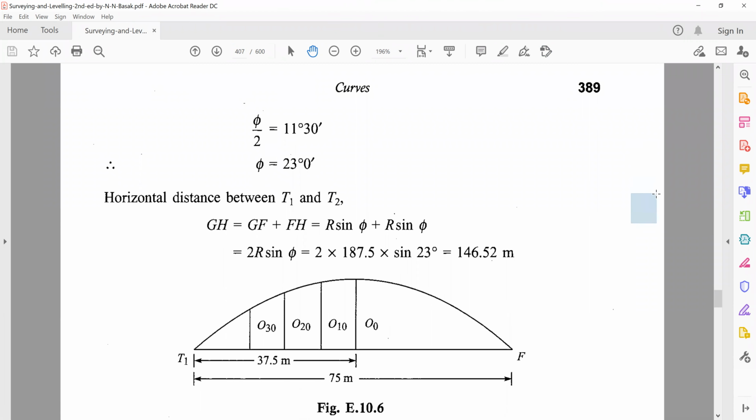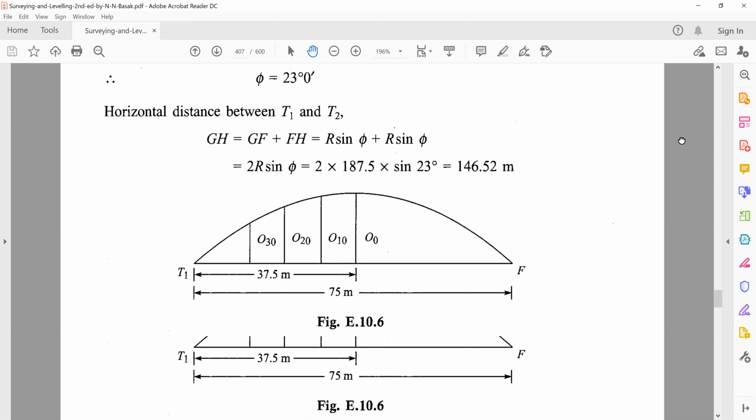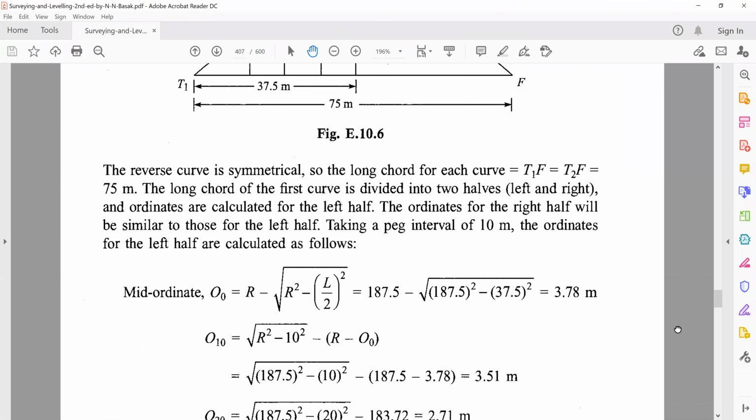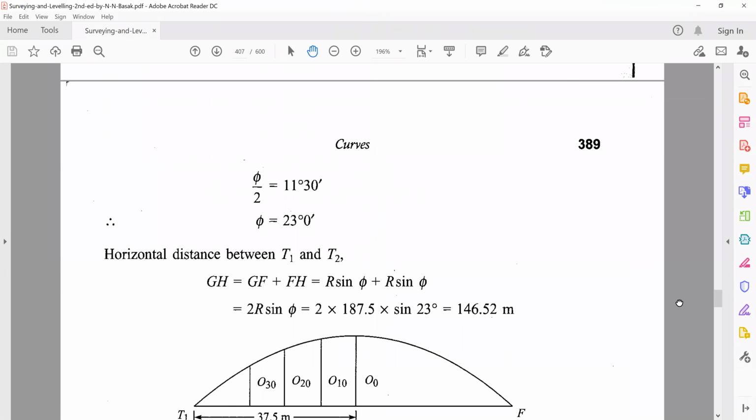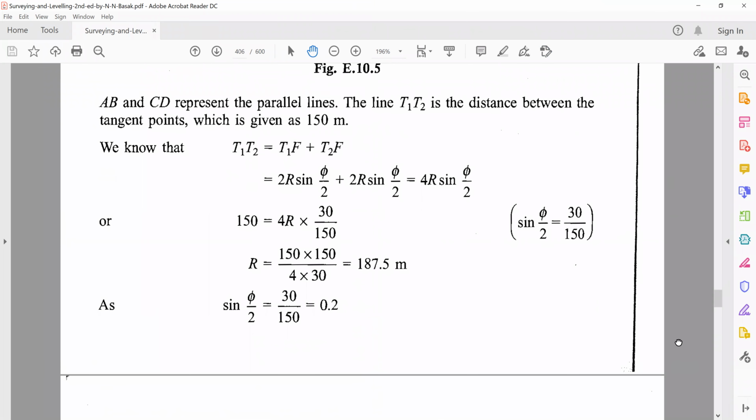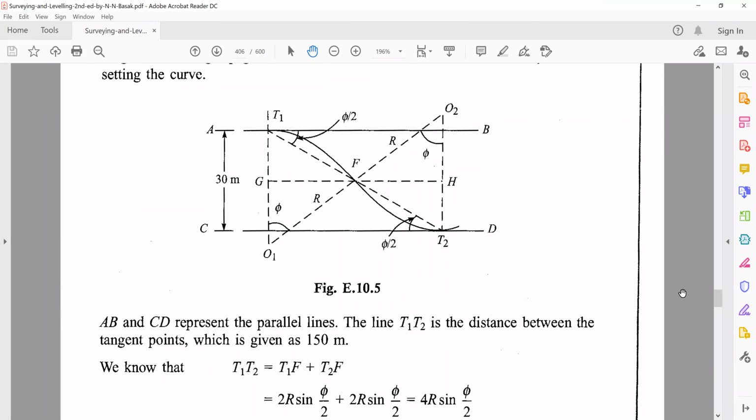Now that you have those values, we can apply the method of deflection to find the deflection angles. In order to do that, you can start from either side, from T1 or T2. The calculations would be the same. You just have to find the deflection angles once, and you can apply them to the other side as well. So this is all about reverse curves, and I'll see you in the next lecture. Thank you.